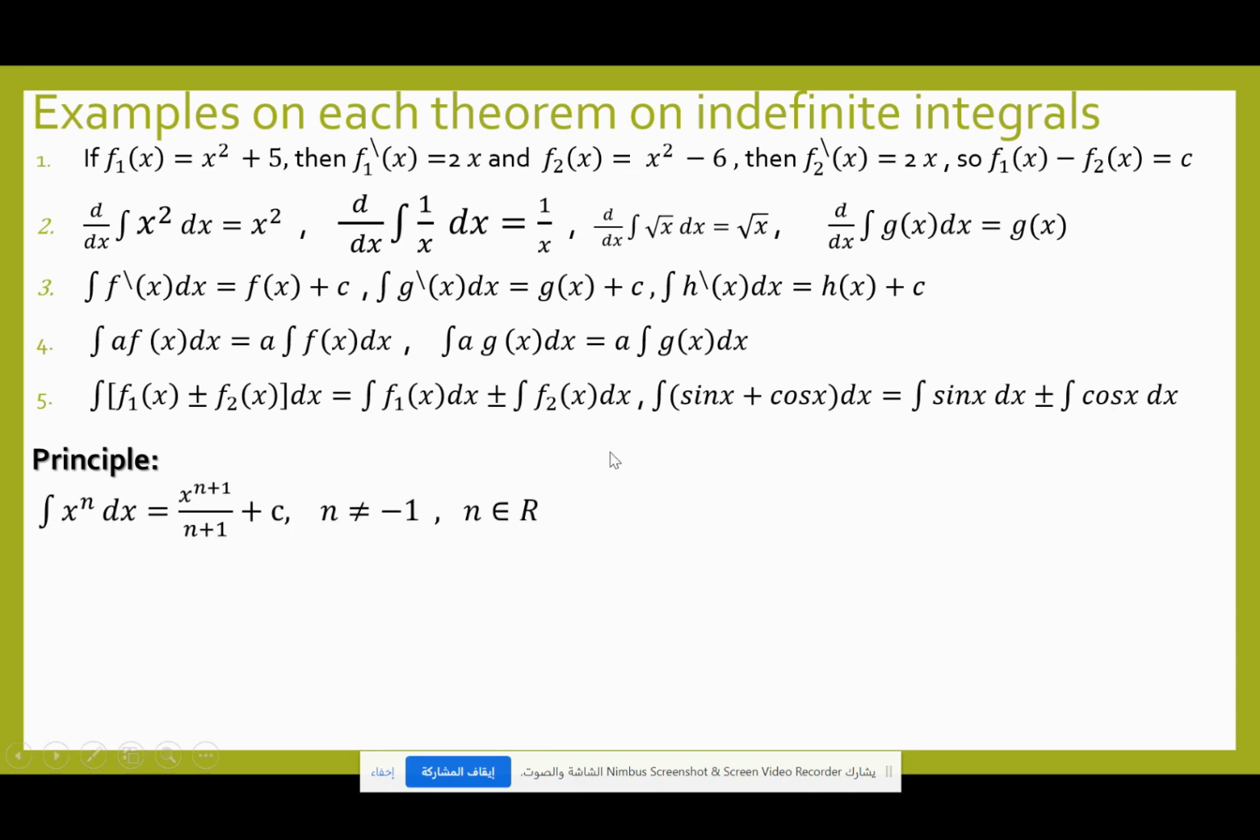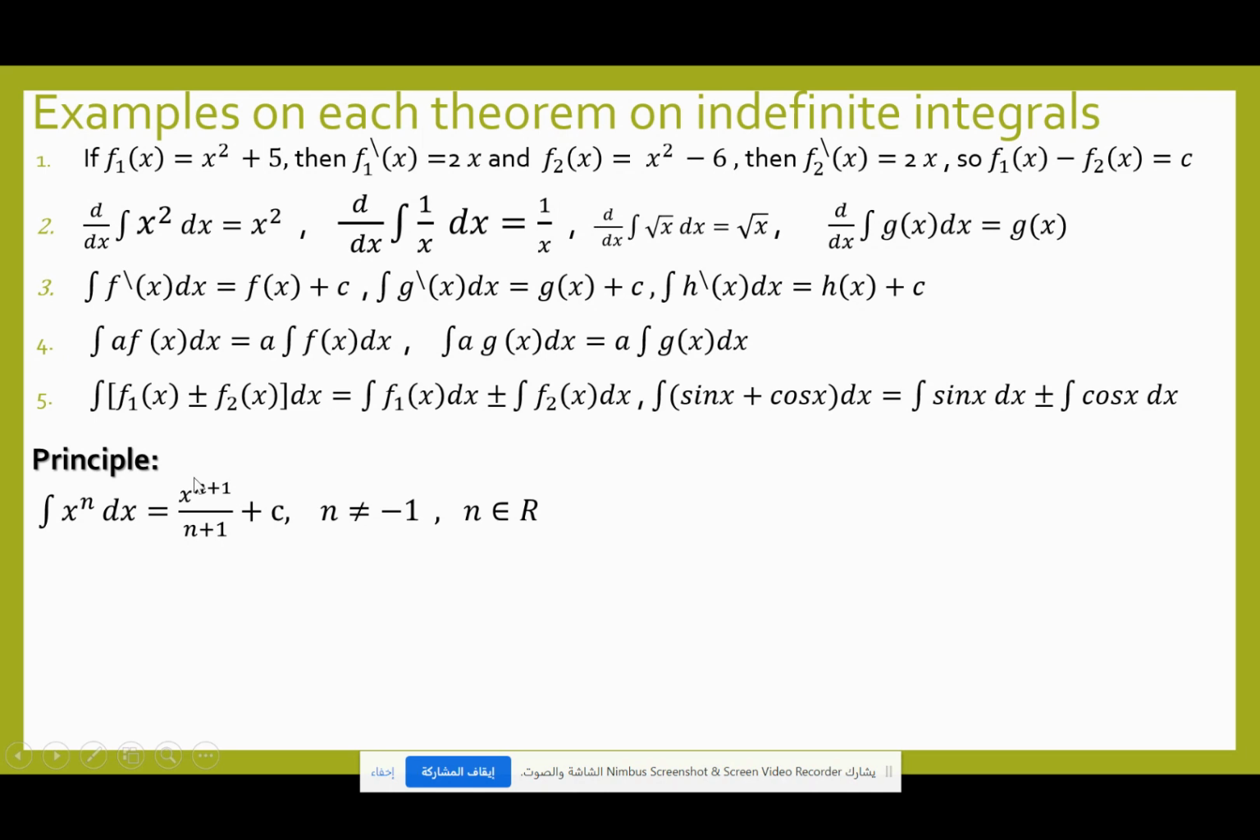The first part is the integration of x^n dx. And that means you are going to add the power by 1 and divide by the result that you will get, plus c. Why are you adding 1? Because you are doing the opposite operation of the derivative. In the derivative, you were subtracting. So here you should add.